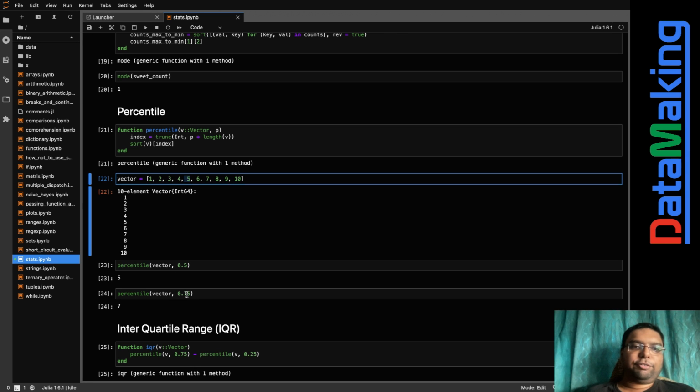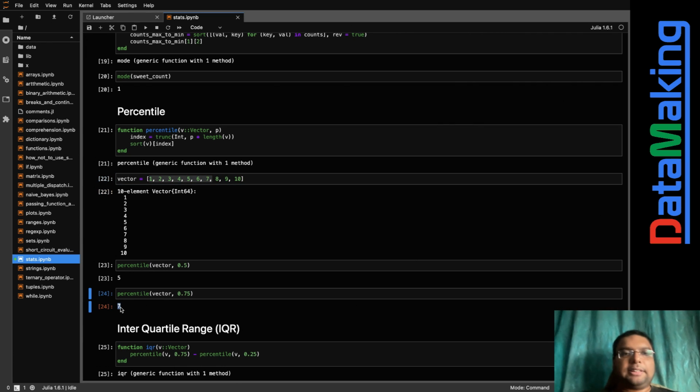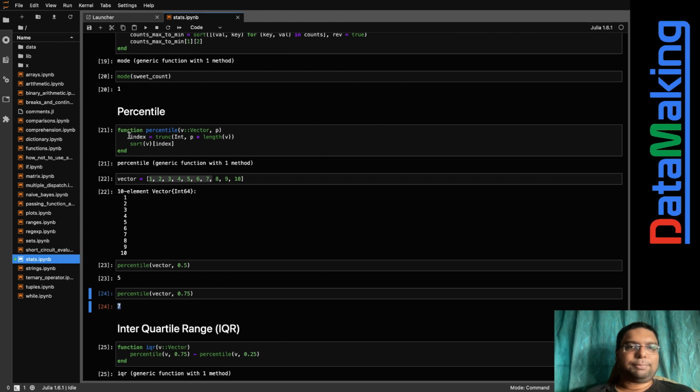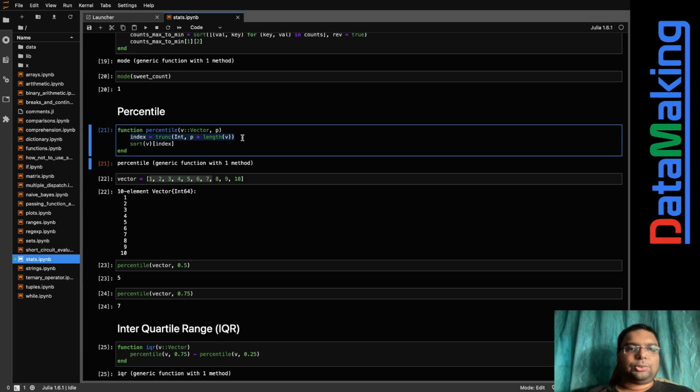The 75th percentile is somewhere between 7 and 8. The maximum value over there is 7, so 7 gets returned. This is what percentile is, and it's coded by a very simple formula. You give the percentile as p and pass a vector v, then you truncate p times the length of the vector, and then you return it.